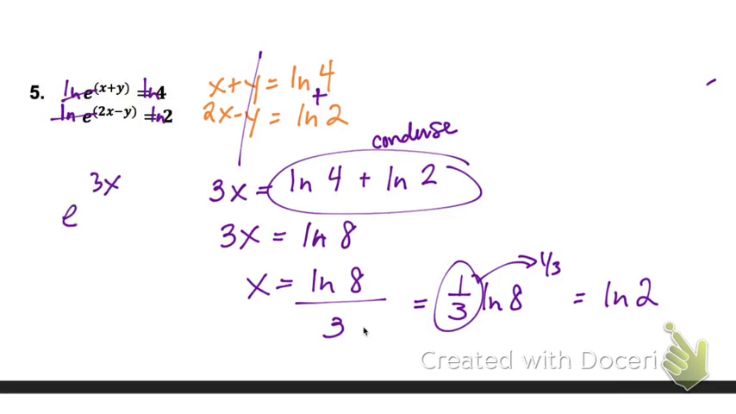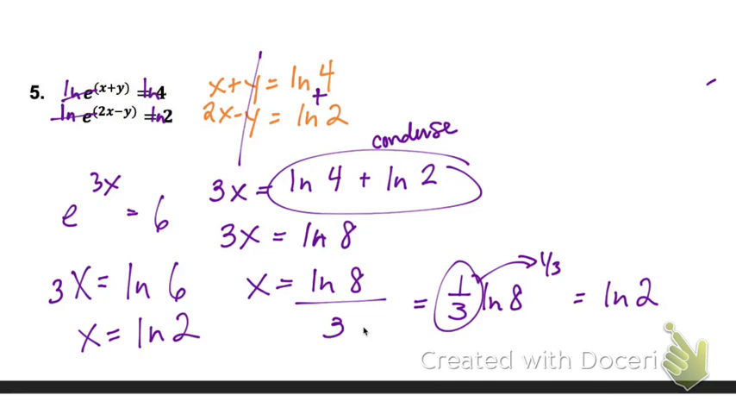Like e to the 3x equals 6. Wait, that's what I did. And I got ln 2 too. You divide by 3. Wow. See how simple it can be, everyone. That right there is called long math. Well, hold on. Was that supposed to copy? I got the same answer.